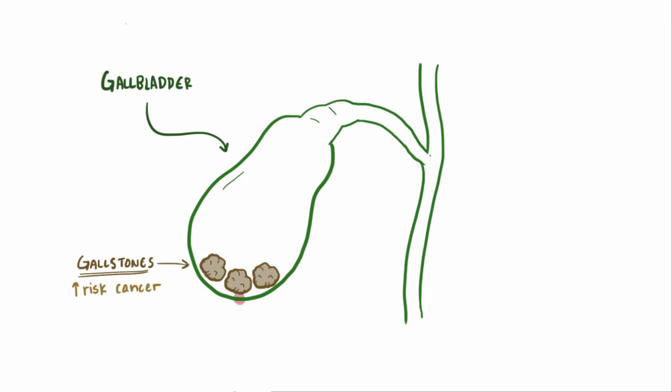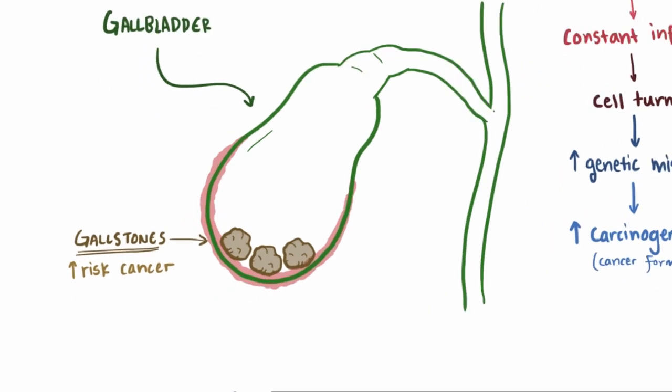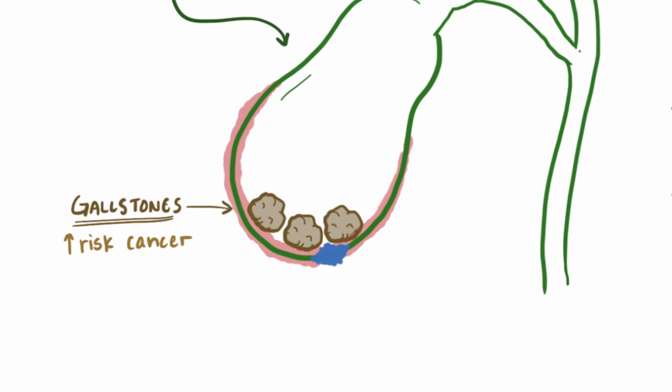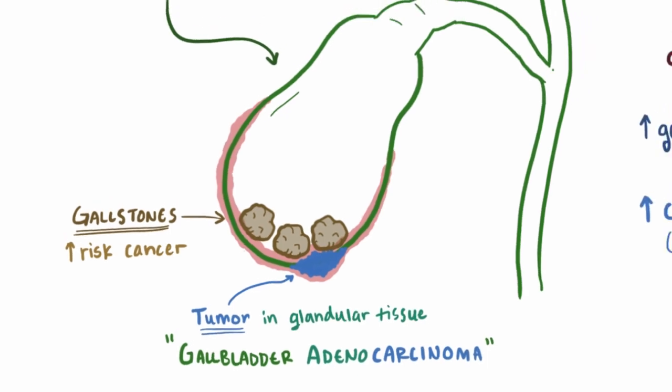Why is that, though? Well, gallstones are known to induce inflammation of the glandular tissue along the gallbladder walls, also known as cholecystitis. Over time, this constant state of inflammation and cell turnover increases the risk of genetic mistakes and mutations, potentially leading to carcinogenesis or cancer formation. If these cells do become carcinogenic, they proliferate and start forming a mass of these defective tumor cells in the glandular tissue of the gallbladder, which is why we can call it gallbladder adenocarcinoma, or cancer of the glandular tissue.